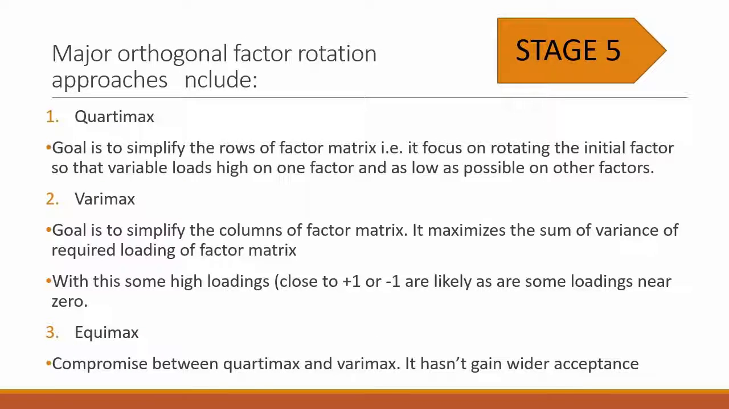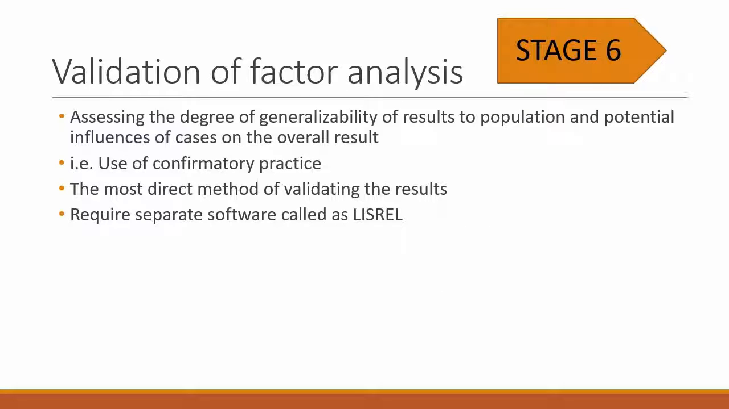Major orthogonal factor rotation approaches include: number 1 is Quartimax. Its goal is to simplify the rows of the factor matrix. Number 2 is Varimax. Its goal is to simplify the columns of the factor matrix. It maximizes the sum of variances of required loadings of the factor matrix. 3 is Equimax. Equimax is a compromise between Quartimax and Varimax. It hasn't gained wider acceptance. Validation of factor analysis is assessing the degree of generalizability of results to the population and the potential influence of individual cases on the overall result.